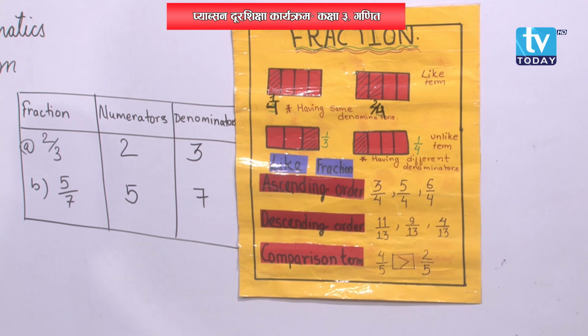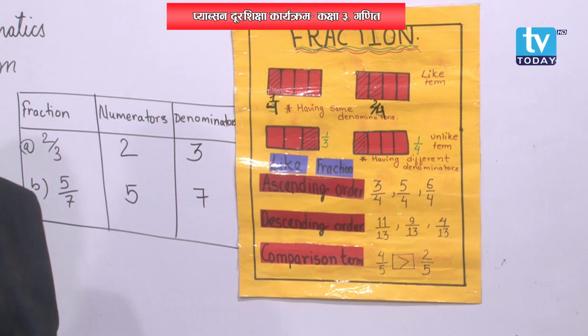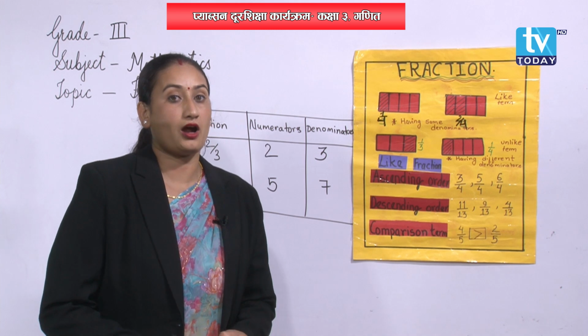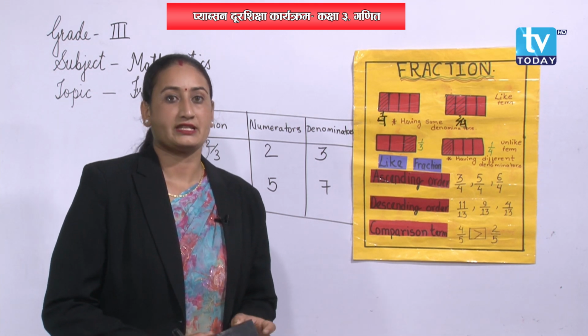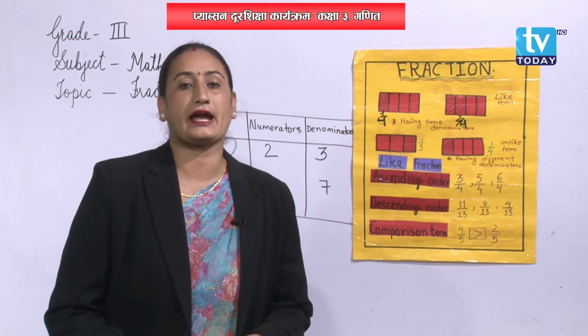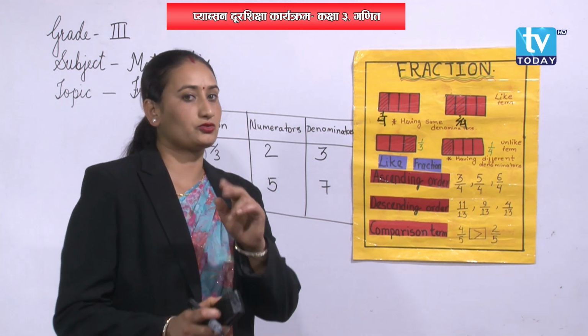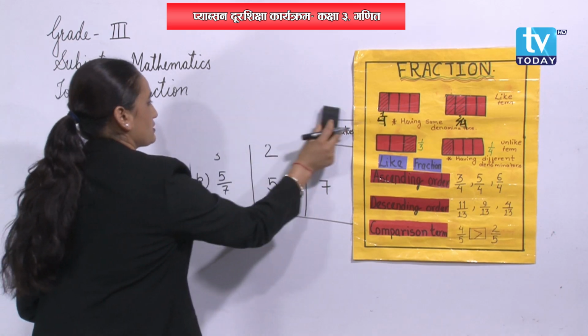Okay. Then, the next question is for you. Now, you are going to arrange the numbers according to like and unlike terms. Separate the fractions according to like terms and unlike terms. 2 questions are there, okay? You have to solve it.